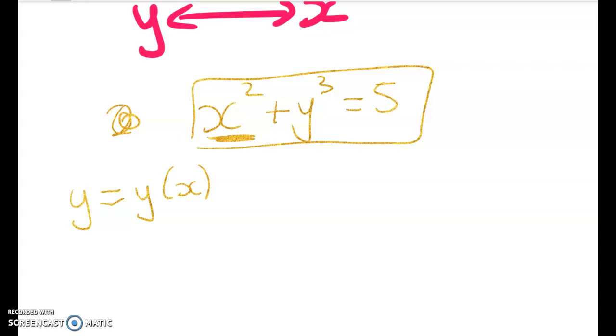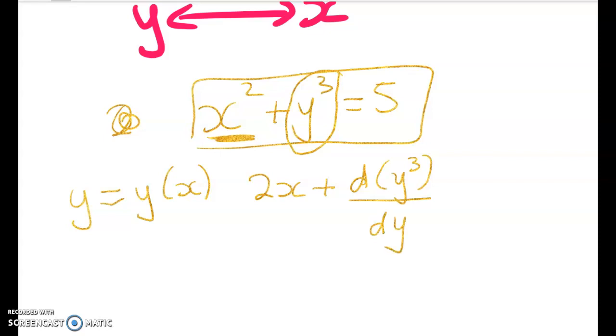Let's differentiate x squared with respect to x. Well, we get 2x. Now let's think about how we can differentiate the y cubed with respect to x. Well, we can't differentiate it with respect to x because the variable in here is y. But we can differentiate it with respect to y and then use the chain rule to finish it off. So we've now taken y cubed and we've figured out the link between a small change in x, dx, and what will happen to y cubed.